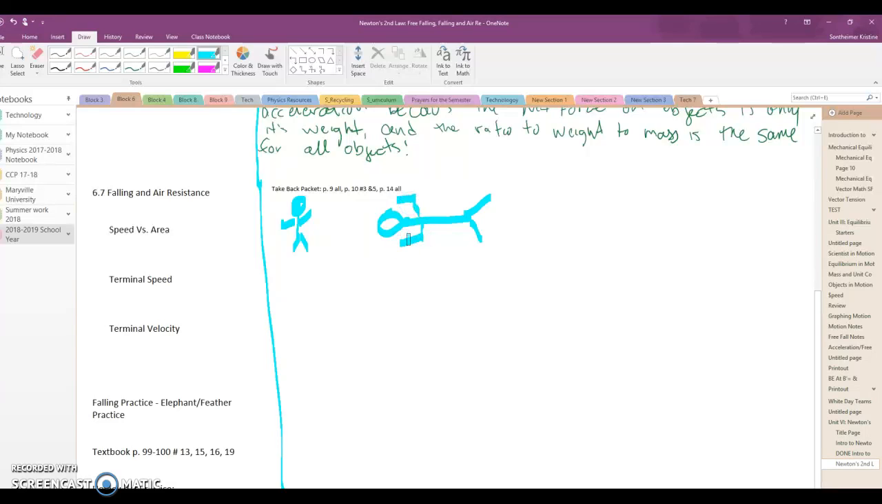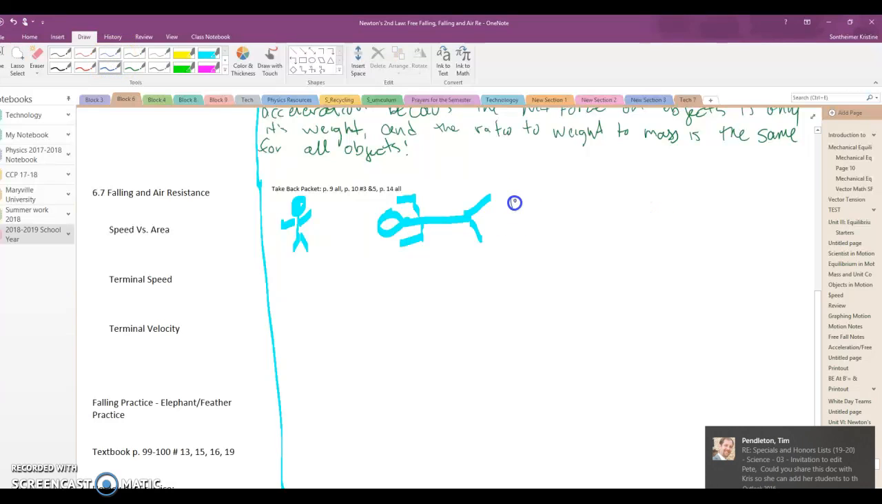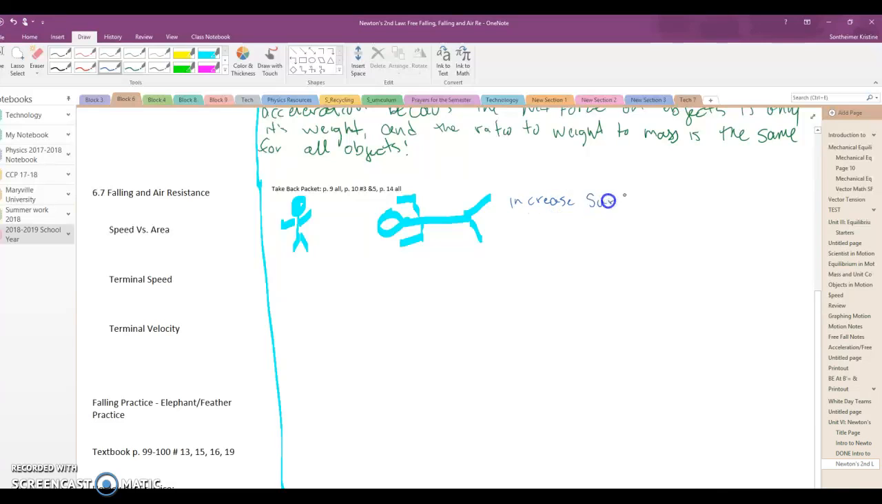This increases your surface area. So the increase in surface area means a decrease in speed. This is an inverse relationship, right?